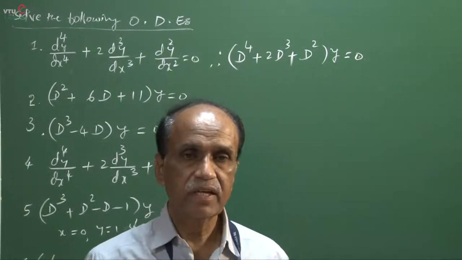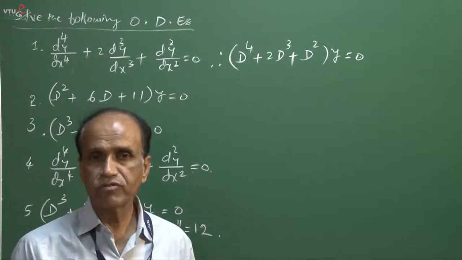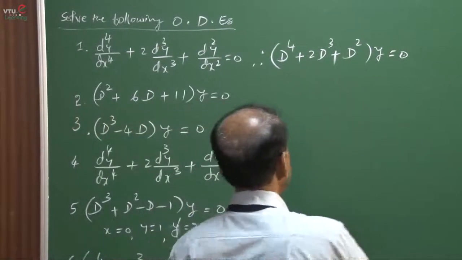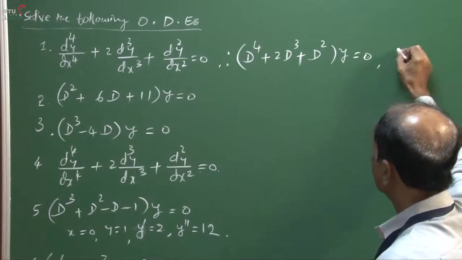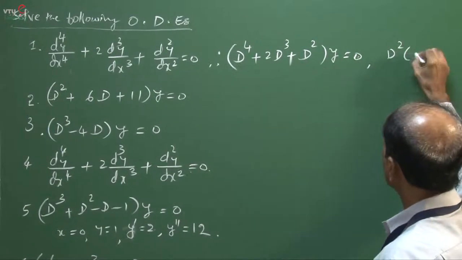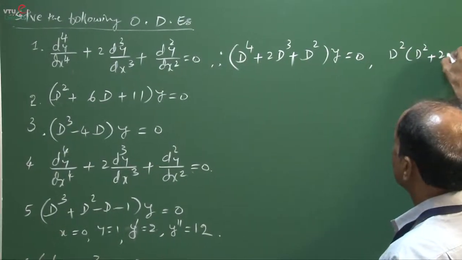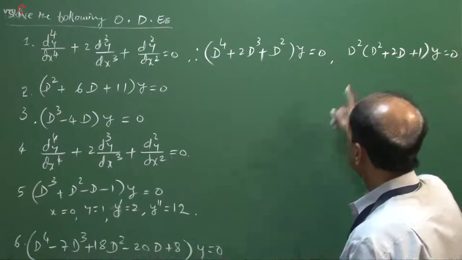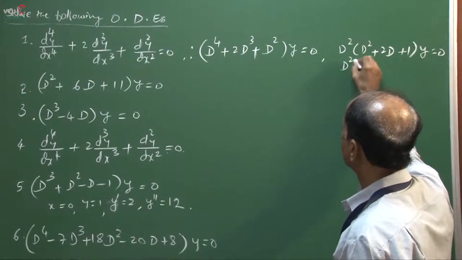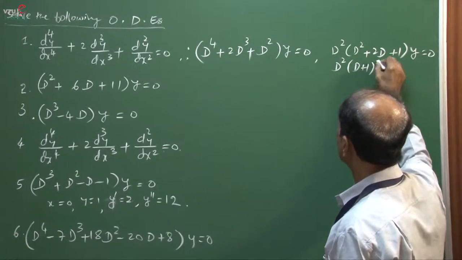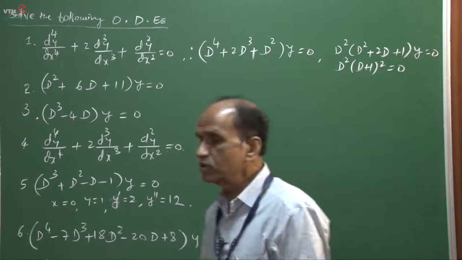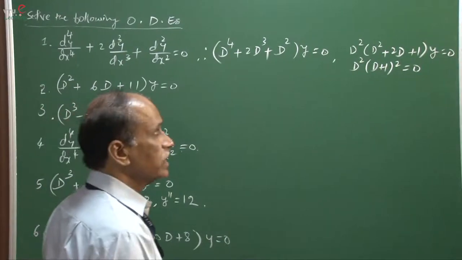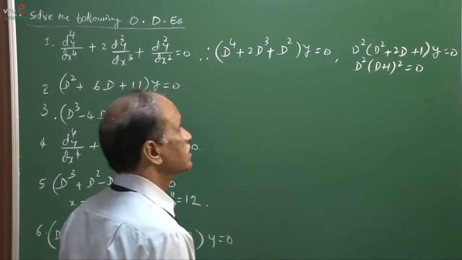That means a fourth degree equation of auxiliary form you can expect with the fourth order derivative. Here you can do one more rearrangement, that is d square is common, that is d square plus 2d plus 1 operating on y equal to 0. Here the roots you can expect, that is d square into d plus 1 whole square equal to 0. Here totally 4 roots are there. One is 0 and 0, and another one is minus 1 and minus 1.